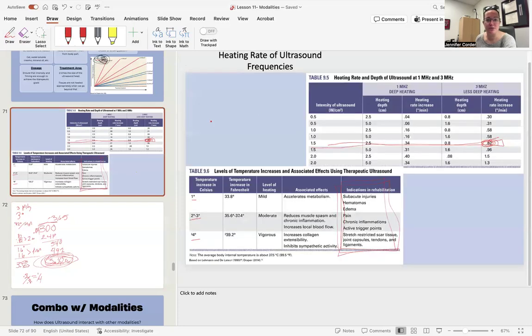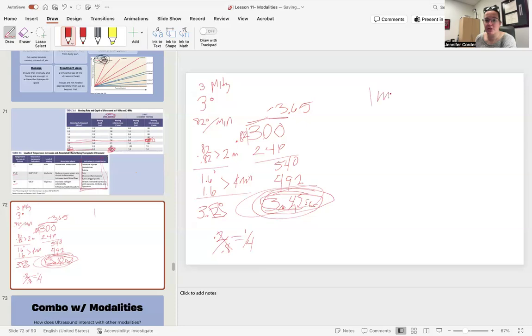Let's do another example. Let's say we're going after the glute max on a sumo wrestler. So we need 1 megahertz because it's a big boy. And let's say we can go to an intensity of 2 watts per centimeter squared. So that's going to give us 0.34. So right here, we're going 1 megahertz, 0.34, per minute.